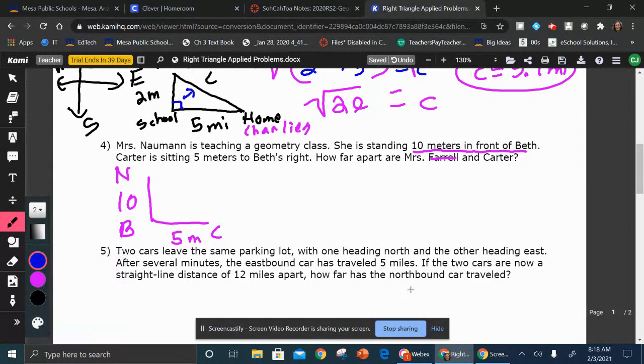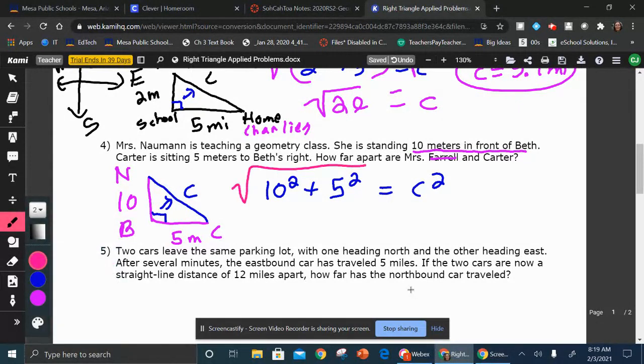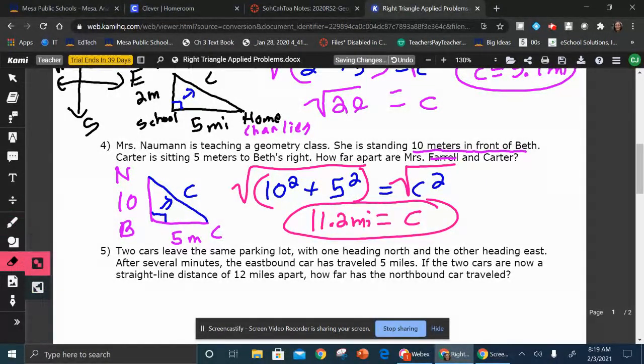So again, everybody, we're going to solve for C. So 10 squared plus 5 squared is equal to C squared. We're going to take the square root to get to the root of the problem. Remember, do the parentheses around it, everybody. And so then we get that the distance is approximately 11.2 miles, or meters. How do I put miles? That would be a really big classroom.